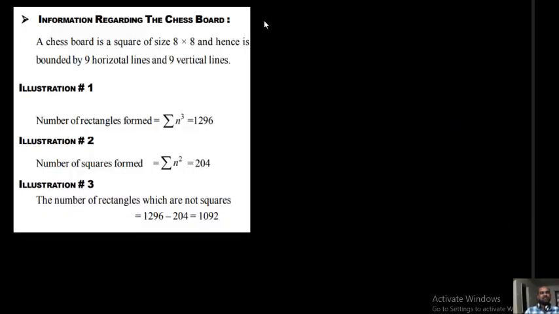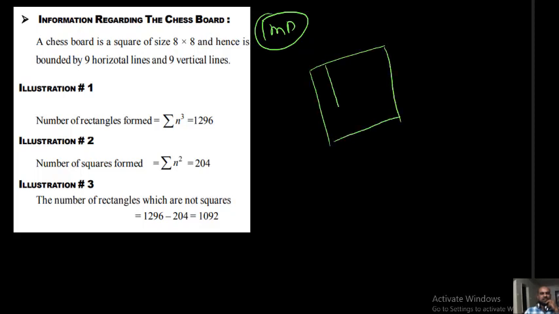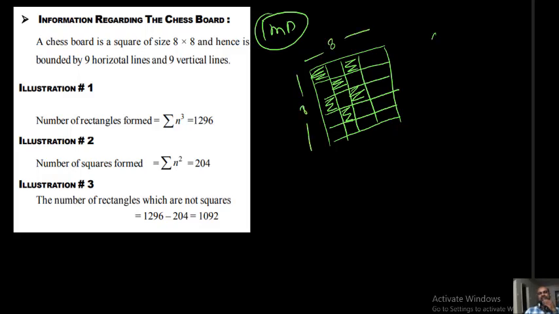Okay friends, next important concept. Information regarding the chessboard. Everyone knows about the chessboard here. There are 64 squares of 1 unit length. This length is 8, this length also 8. There are 64 squares of 1 unit length.